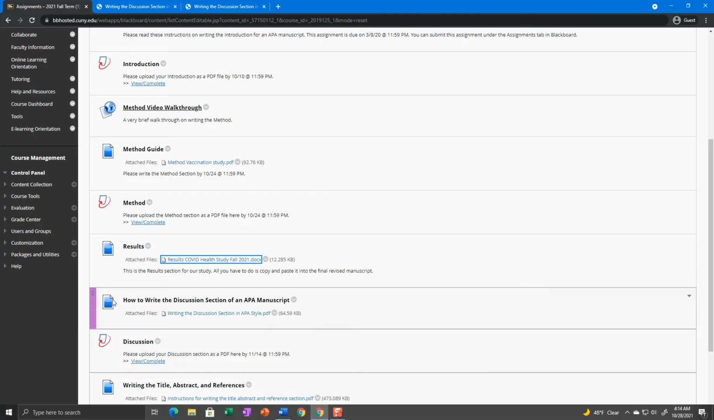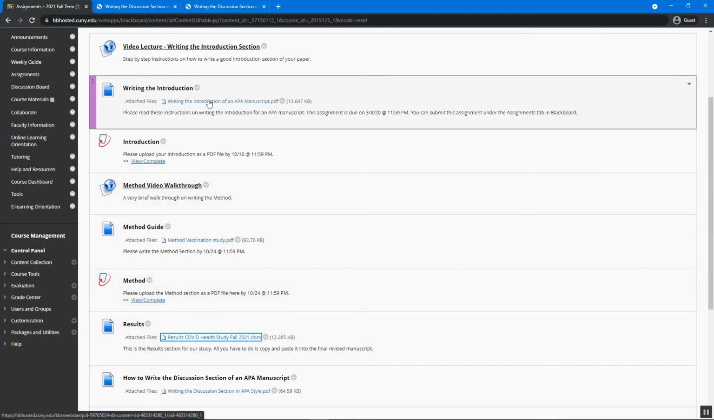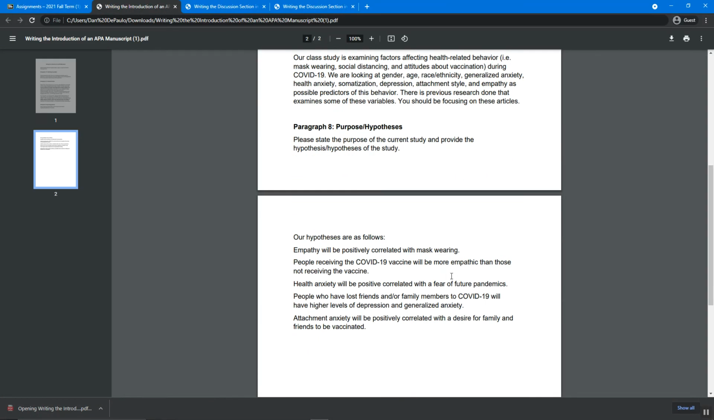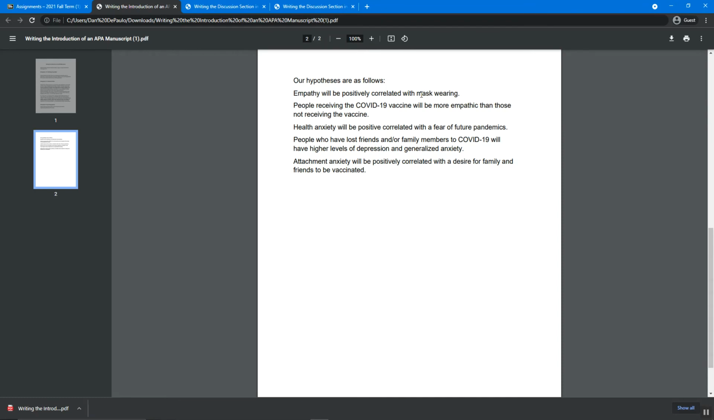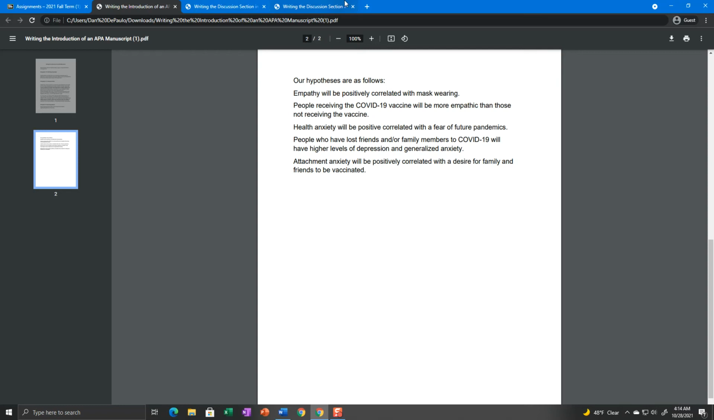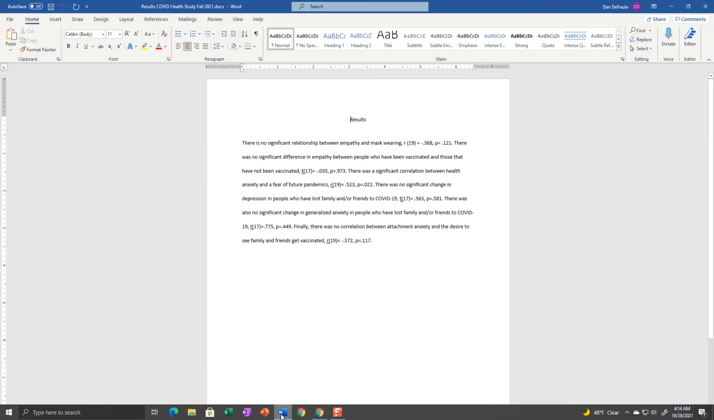If you don't know what they were, you can go to the introduction instructions and look them up. These are the 5 hypotheses that we were testing. They should be the last paragraph of your introduction, written in paragraph form. So empathy will be positively correlated with mask wearing. What happened with that? Let's go back to the results.